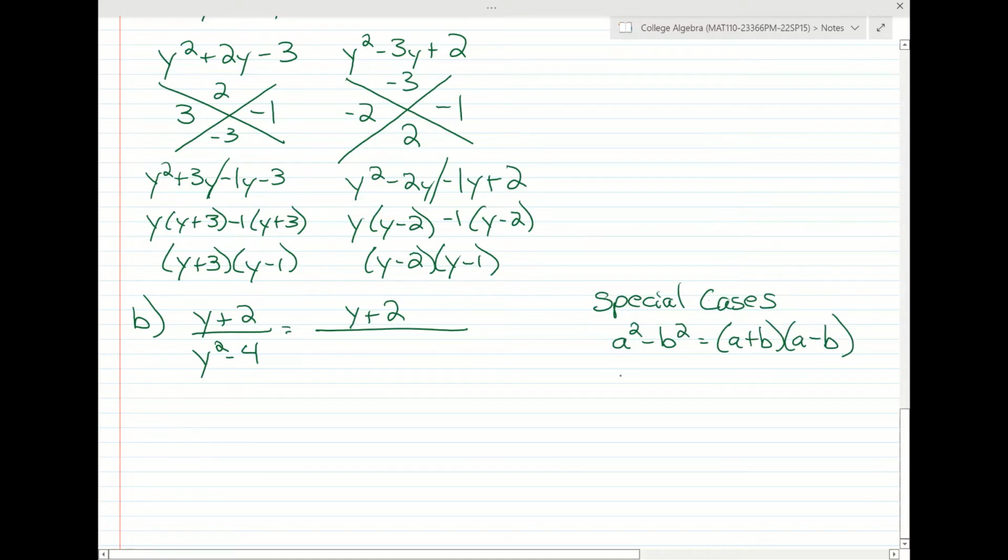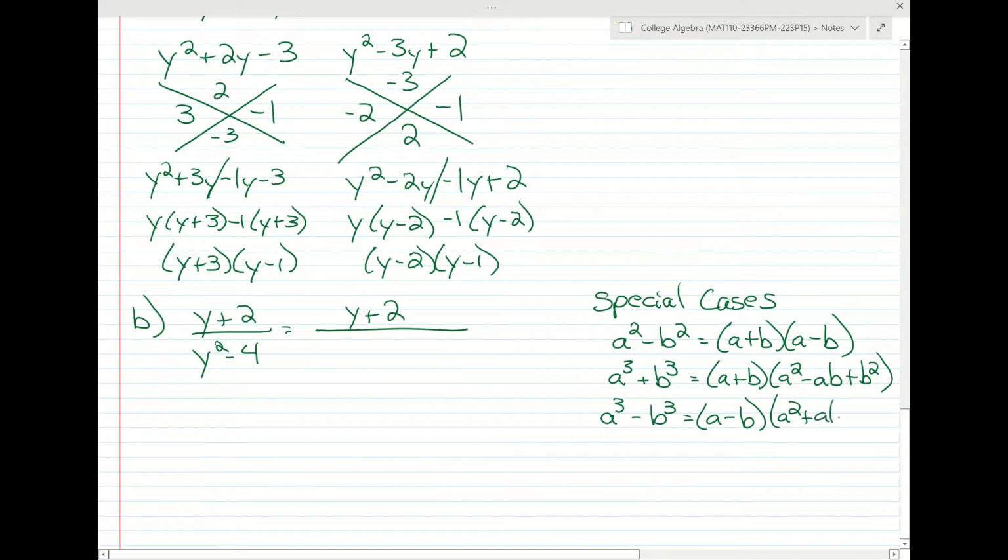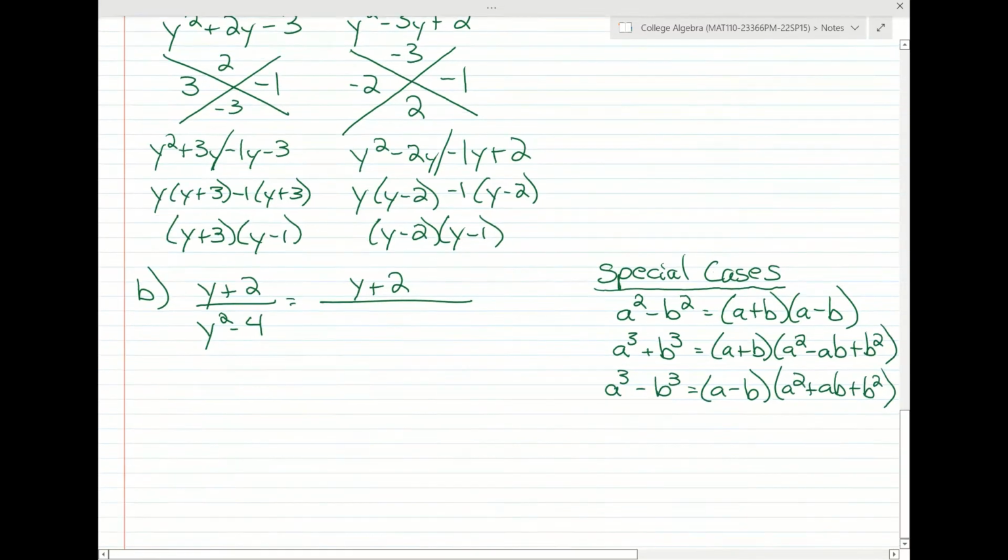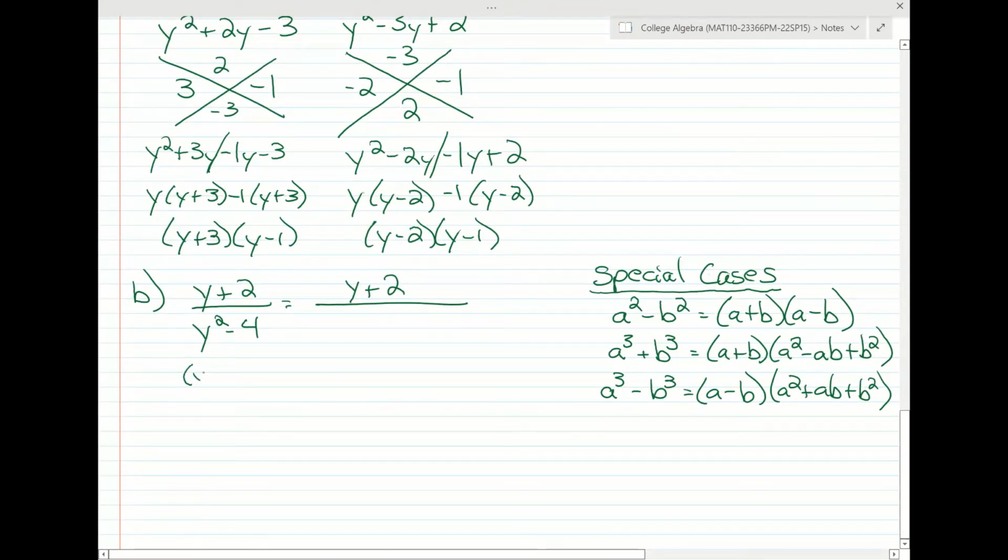Another one would be if you have 2 cubics that are being added together. The formula was a same sign b times a squared opposite sign, always positive b squared. And then if this was a minus sign between them, it would be a same sign b, a squared opposite sign, always positive. For this one, this is the same thing as just y to the second minus 2 to the second. So we factor to be y plus 2 times y minus 2.